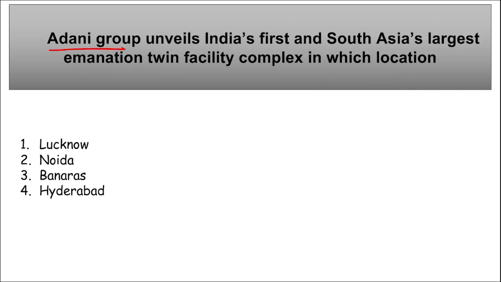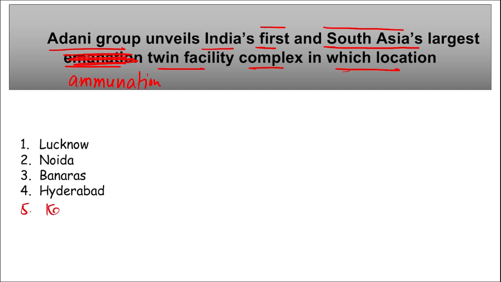Right? Adani Group unveiled India's first and South Asia's largest ammunition facility complex in which location? So Adani Group has unveiled India's first and South Asia's largest ammunition facility complex, and this is located in Kanpur, right? It is in Kanpur. Where is Kanpur? Kanpur is in Uttar Pradesh.